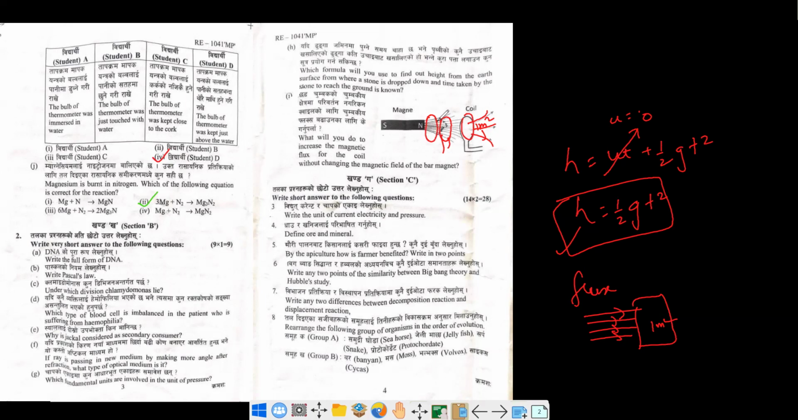So what we can simply do is if we just bring the coil closer to the magnetic pole, then the flux will be increased. Okay, simply we need to bring the coil closer, or alternatively we can bring the magnet closer to the coil. Okay, this is how we can increase the flux.